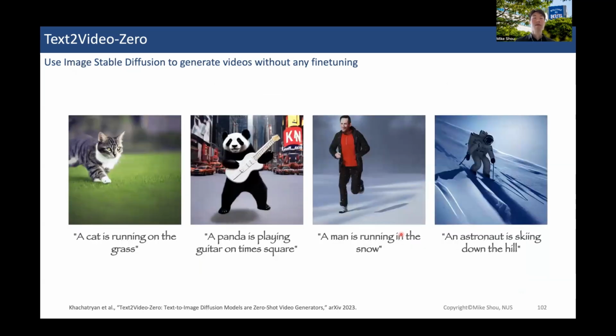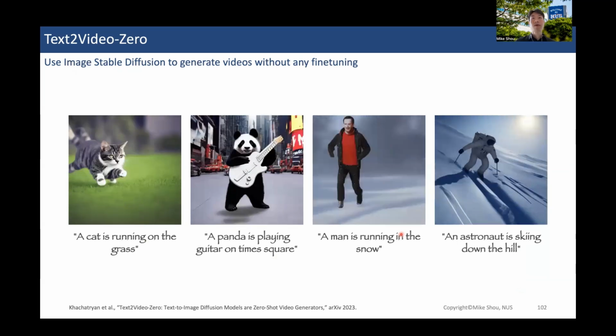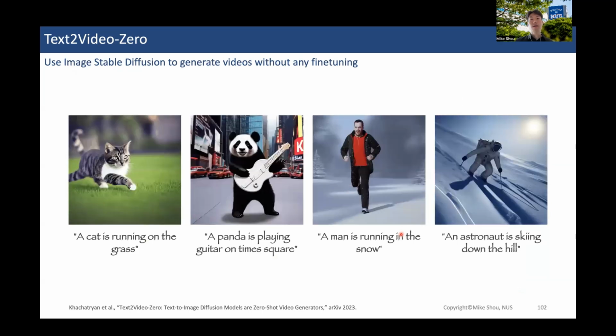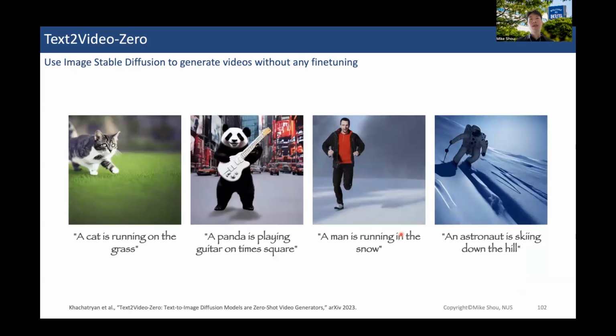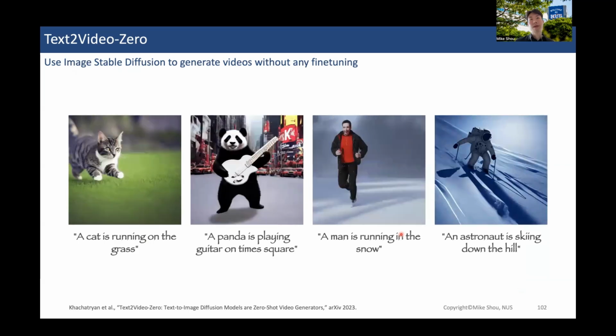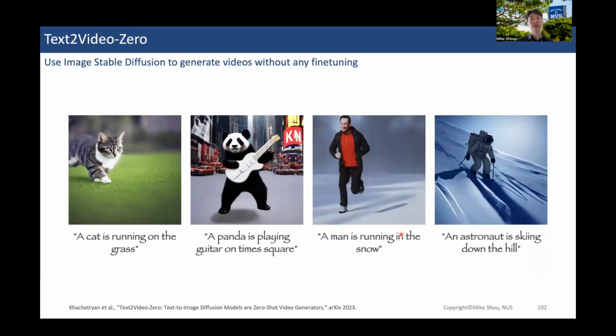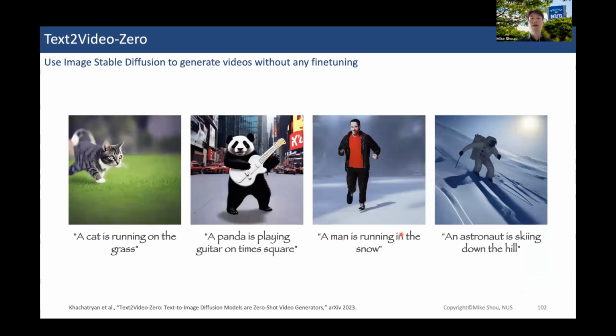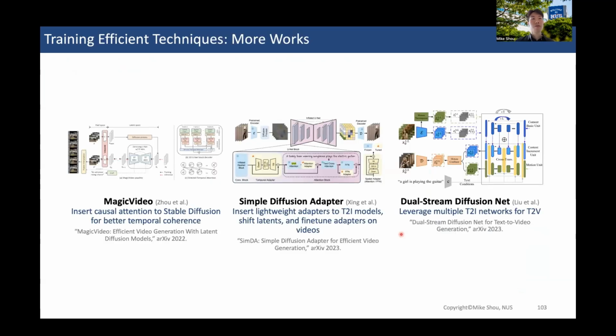And here are some results of this Text2Video-Zero, and you can see it's quite impressive in the sense that it does not require any training at all. Without training, it can generate this kind of video, so that's already quite impressive. There are also other very good works, for example, MagicVideo, Simple Diffusion Adapter, Dual-Stream Diffusion Net, etc. They are also developing efficient training technologies.